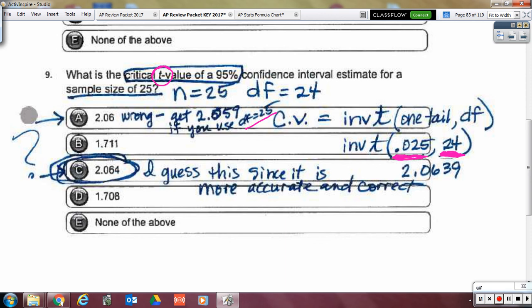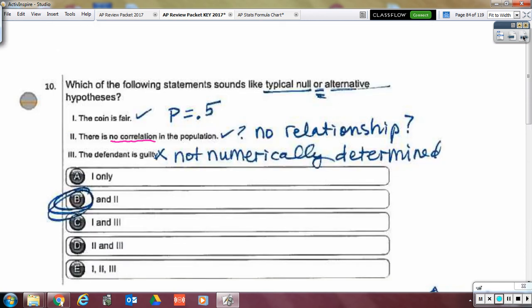Now let me tell you, answer choice A comes from using the wrong degrees of freedom. Answer choice A came from using DF of 25. Answer choice C came from using the DF of 24. Okay? All right. Number 10, a typical null or alternative.